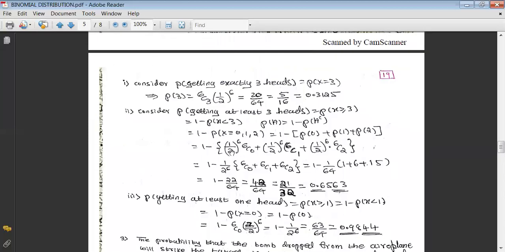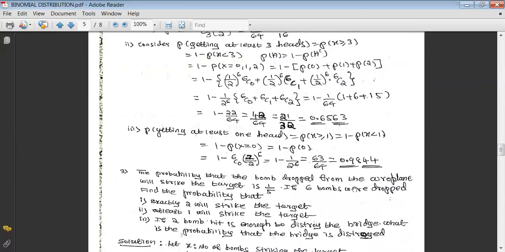If we take 1 upon 2 raised to 6 as the common term, we get 6c0 plus 6c1 plus 6c2, divided by 64. 6c0 is 1, 6c1 is 6, 6c2 is 15. That gives 22 divided by 64. Taking the LCM, 64 minus 22 gives 42 by 64, or we can write it as 21 by 32. Its value is 0.6563.